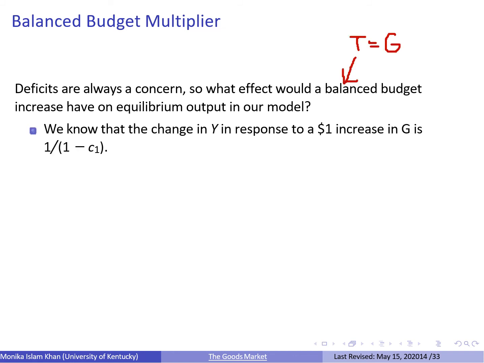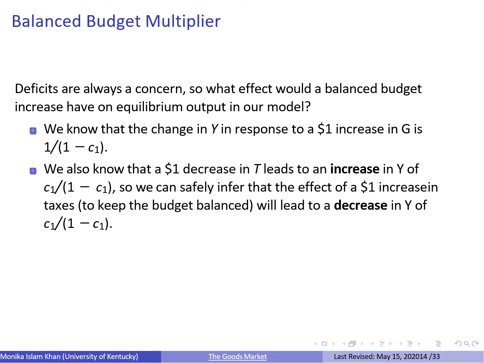We already found that a $1 increase in government spending increases output by 1 over 1 minus C1. Again, we already found that a $1 decrease in taxes leads to an increase in output by C1 over 1 minus C1. So we can safely infer that a $1 increase in taxes will lead to a decrease in output of C1 over 1 minus C1.